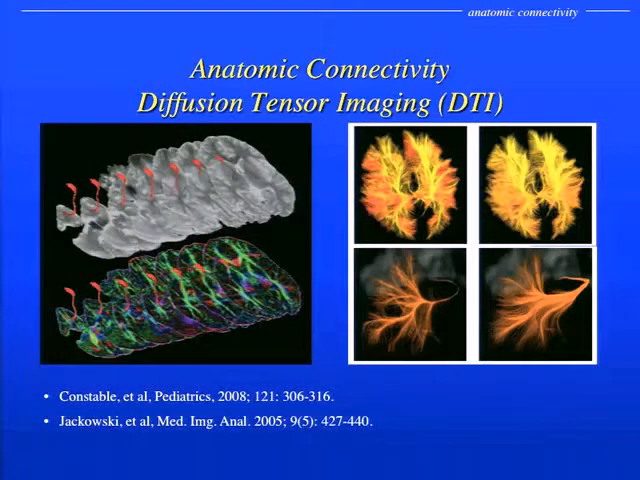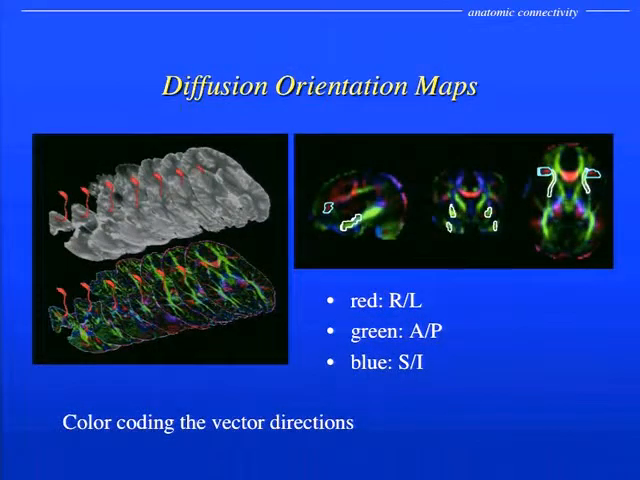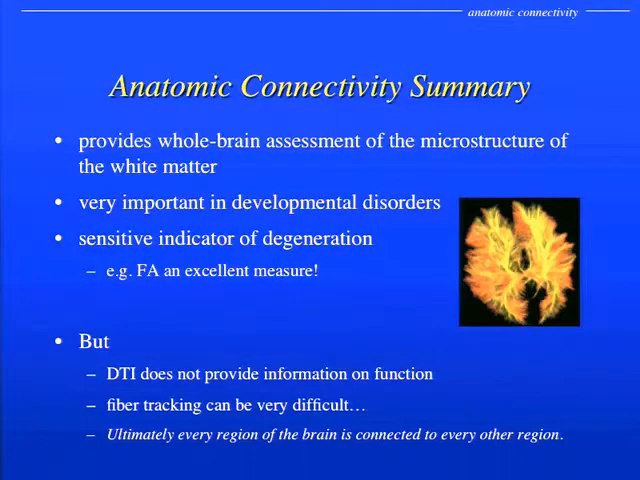So this is great, and it can be used in evaluating disease and certainly with genetic phenotyping studies moving forward, people will be looking at this. And in terms of isolating specific fiber bundles like the uncinate fasciculus here, and then looking in particular at characteristics of those bundles, it's an excellent technique for that. In general, DTI provides a whole brain assessment of the microstructure of the white matter. It can be very important in developmental disorders, particularly when there are neuronal migration problems, for example. And it can also be a very sensitive indicator of degeneration.